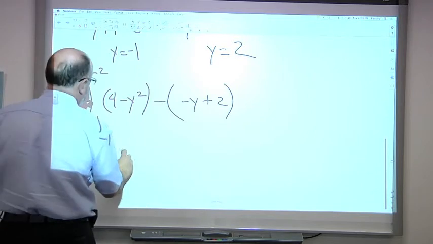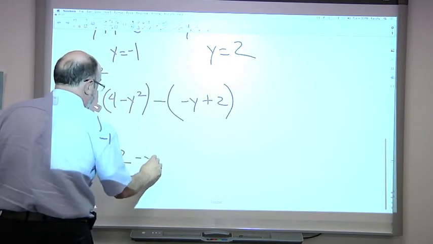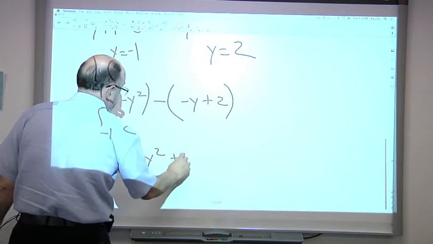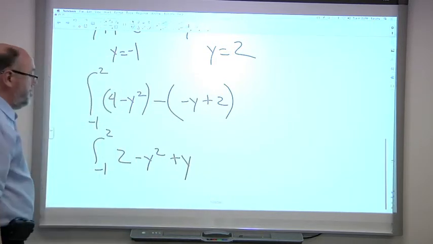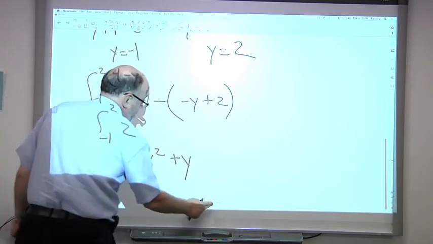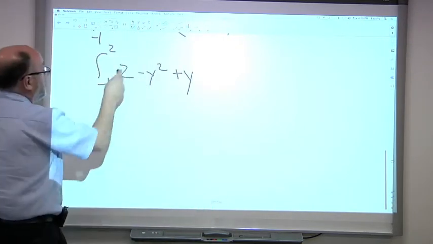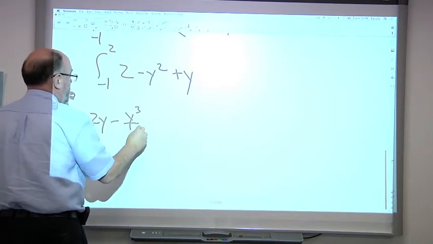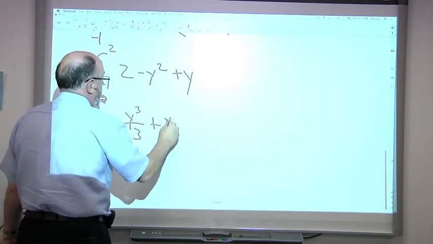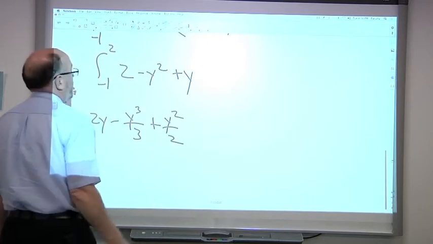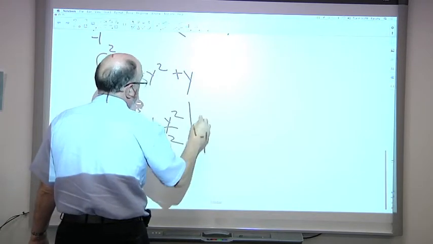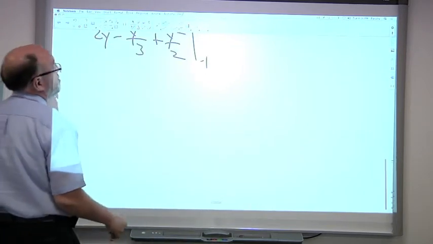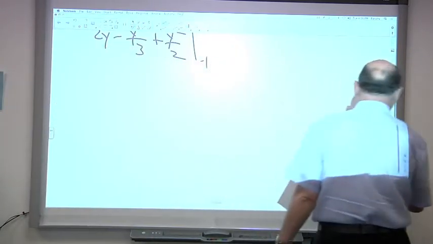4 minus 2, this will be 2. We get a minus y squared, and then we get a plus y. Right? So now we can integrate. So this will give us 2y minus y cubed over 3 plus y squared over 2, evaluated from negative 1 to 2. So the next part is the number crunching part of it.